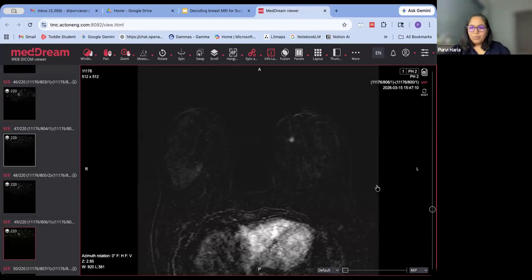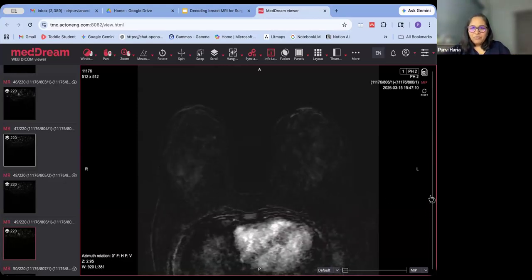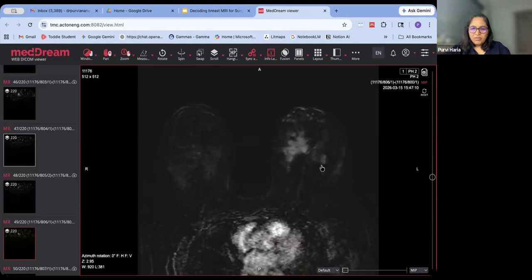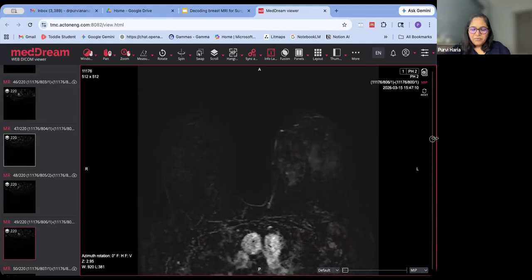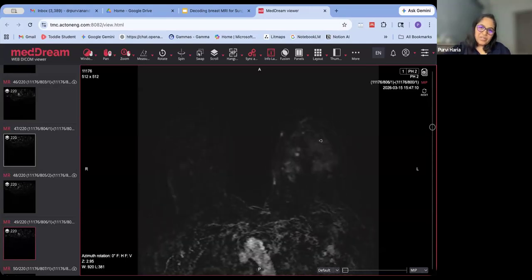So I will do a relook USG for this additional focus of enhancement, because here the linear enhancement is extending till the nipple. You won't be able to save the nipple in this case. I will look at this focus of enhancement on my relook ultrasound, and then depending on whatever I find, this will be my disease extent when I tell you about the disease extent.